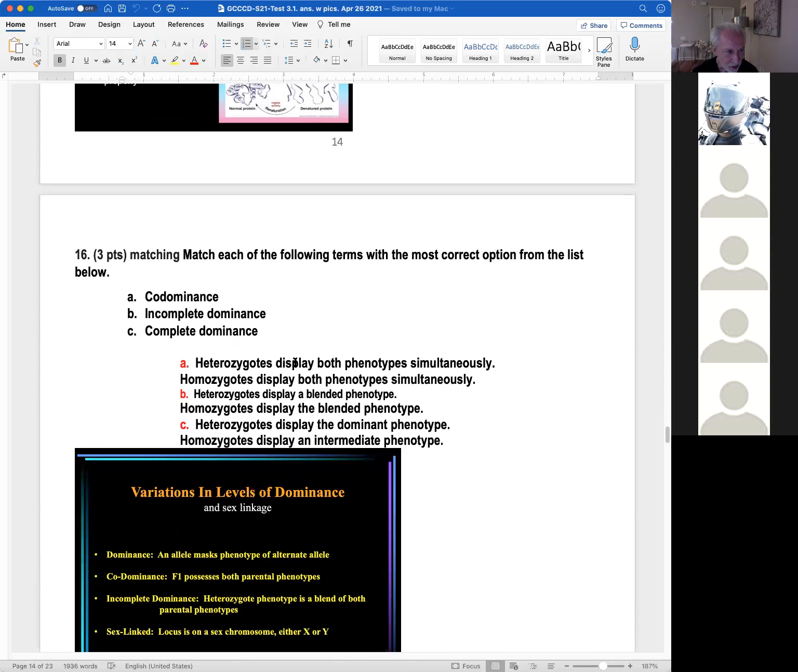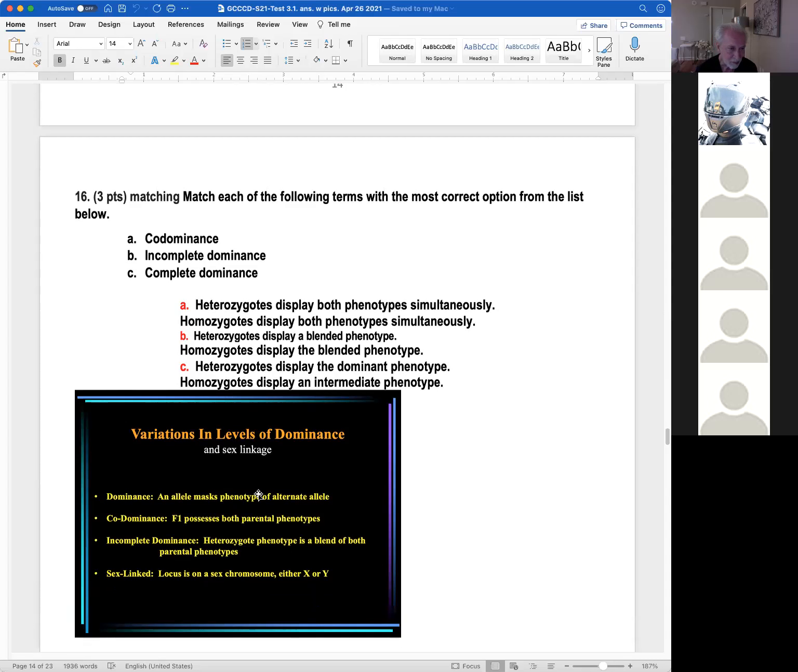The next question, match each of the following terms with the most correct option. Dominance and complete dominance and complete dominance. There's a slide in the deck that says that explicitly. So heterozygotes display both phenotypes, that's codominance.